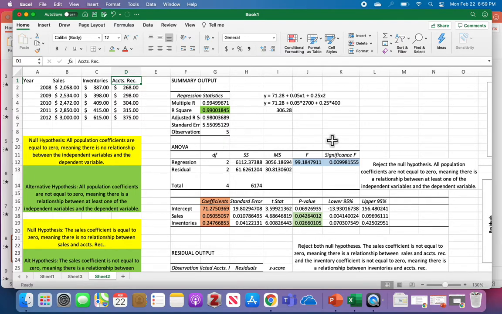Again, this is a multiple regression analysis. If you have any questions, please let me know.